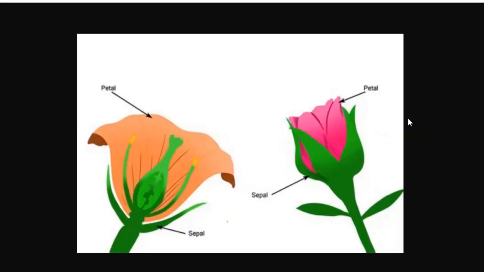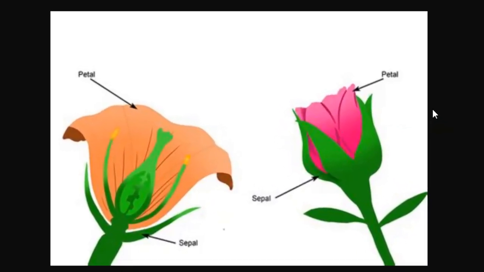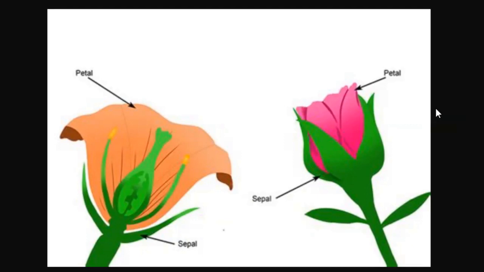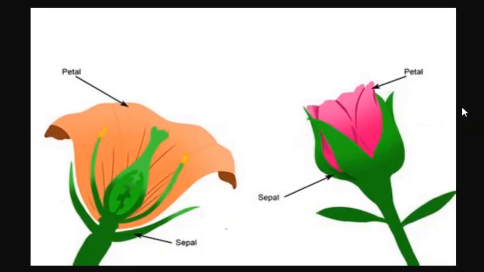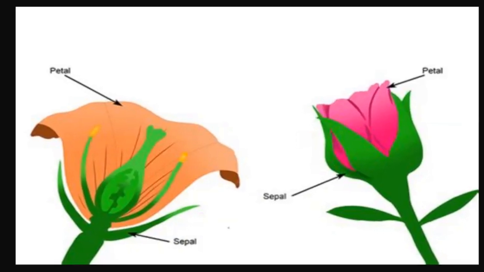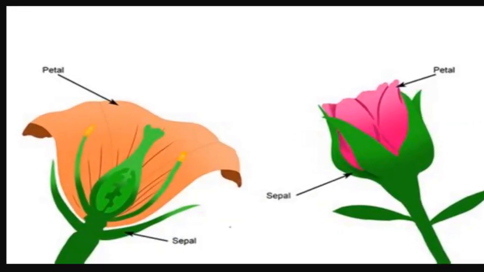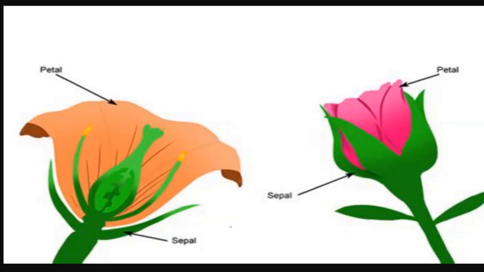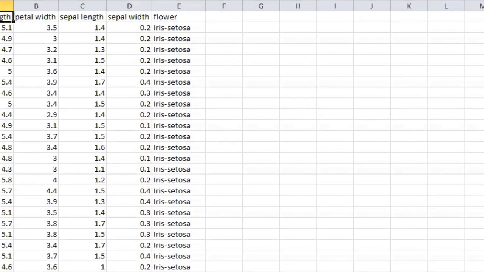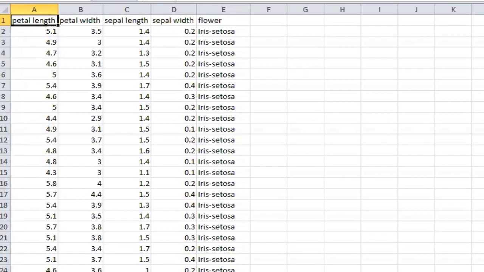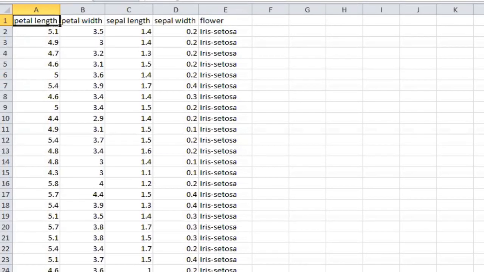Hi there. Now we are going to train a model on the famous iris dataset that contains four columns of features which contain information about a flower. You can download the dataset from the link I have provided in the lecture. Now let me show you the dataset.